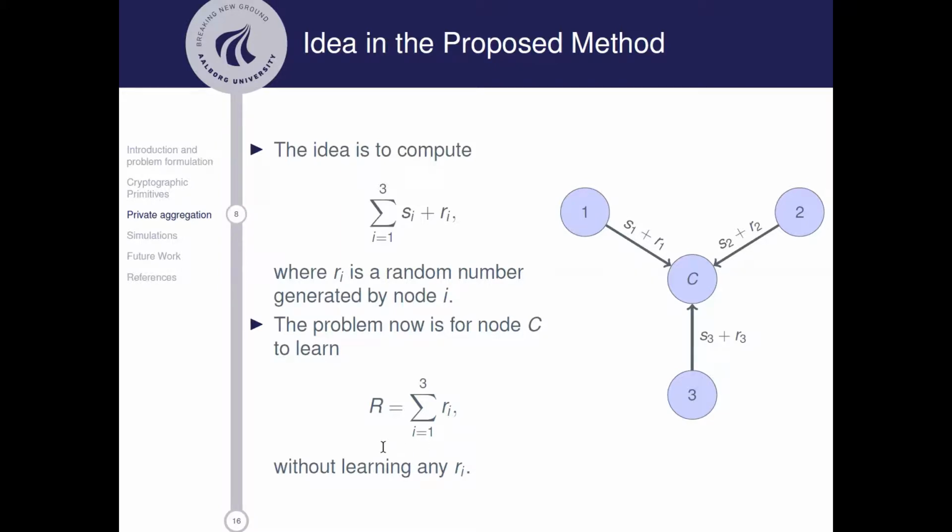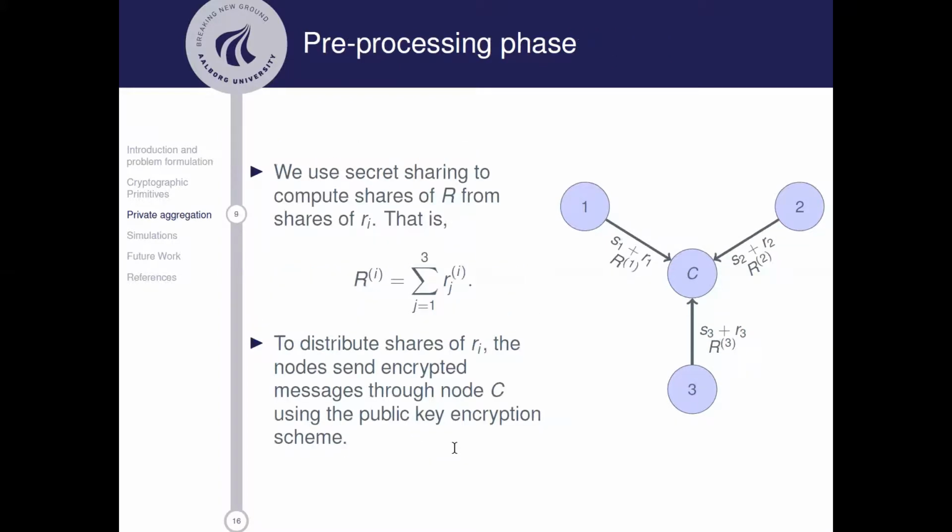But the advantage now is that this problem doesn't depend on the secret data, so we can solve this problem prior to the actual computation. And this is how we have introduced the preprocessing phase. The idea of the preprocessing phase is to use the secret sharing scheme to generate shares of the big R value. That is, each neighbor generates shares of their chosen random value and distributes these shares to the other neighbors.